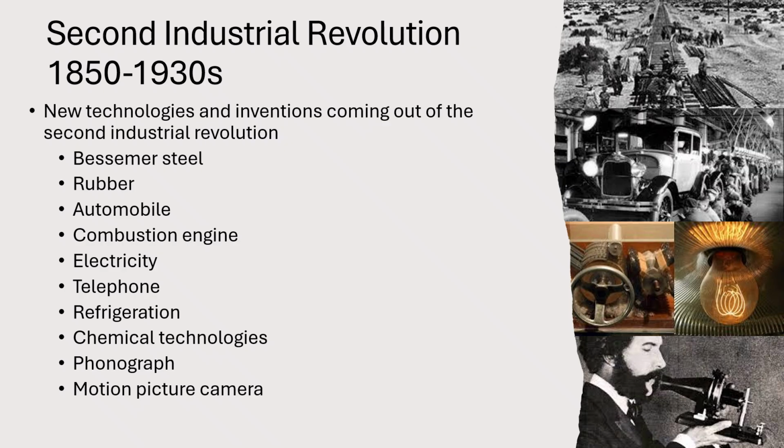The first hydroelectric plant producing electricity is built in 1882, and the light bulb was invented both in England and the U.S. In England in 1878 by Joseph Swan, and in the U.S. by Thomas Edison in 1879.